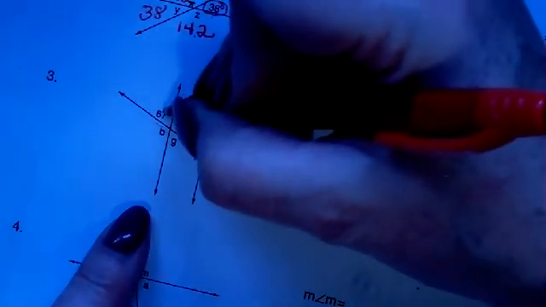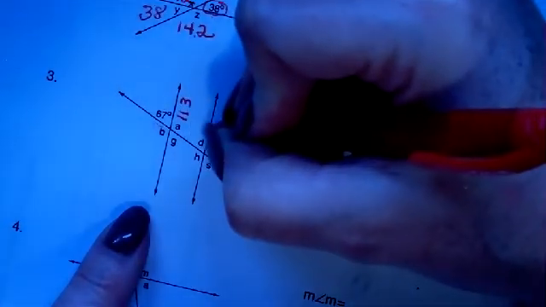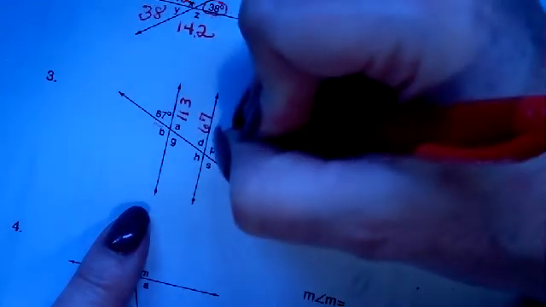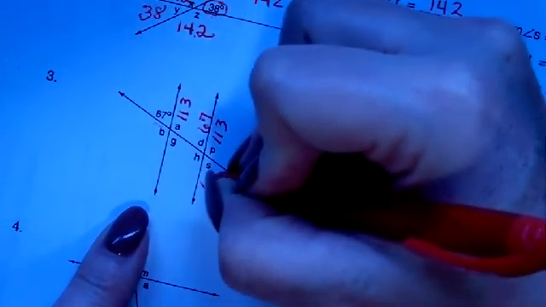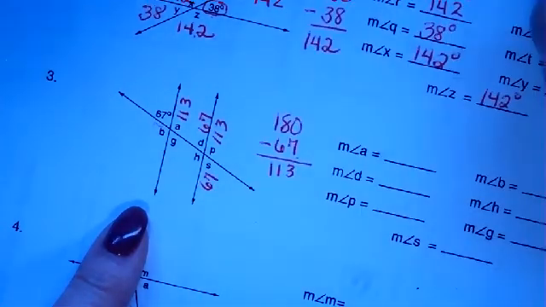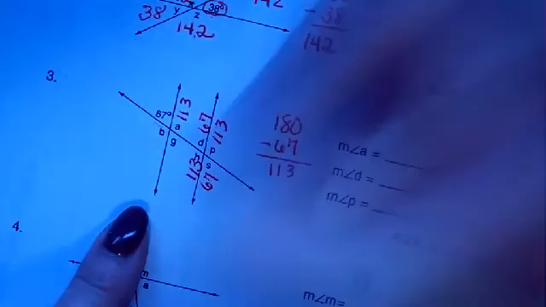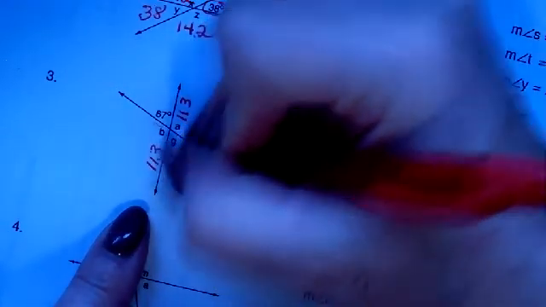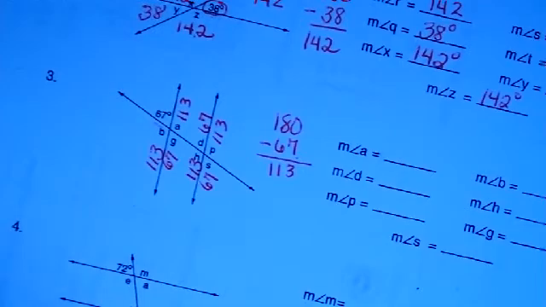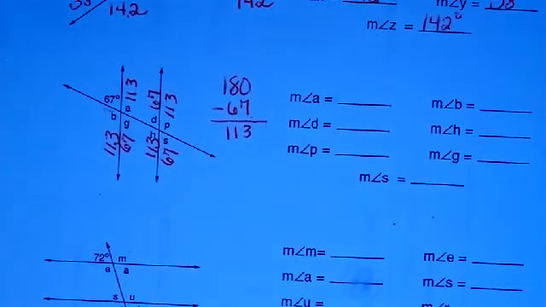This is 67, so this is 113. This is 67. This is 113. Over now, coming over this side, working my way back around, 67, 113, 67, and 113. And I'm back at 67. Okay? Now, let's turn this, rotate this a little bit. Now, let's go ahead and fill in what we know.